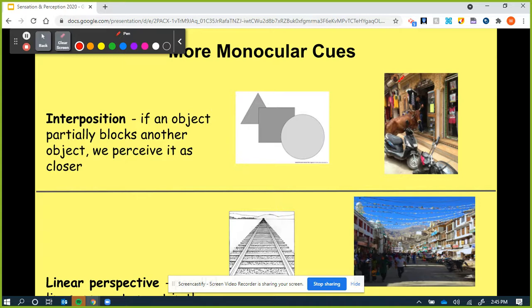And then linear perspective. Parallel lines going off into the distance will look like they are going to converge even if they are not. Even if they stay parallel, they will look like they're going to converge. Just think of railroad tracks.